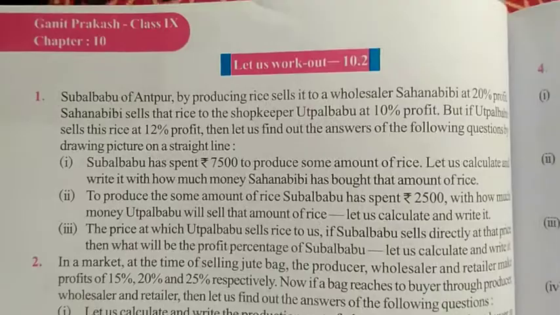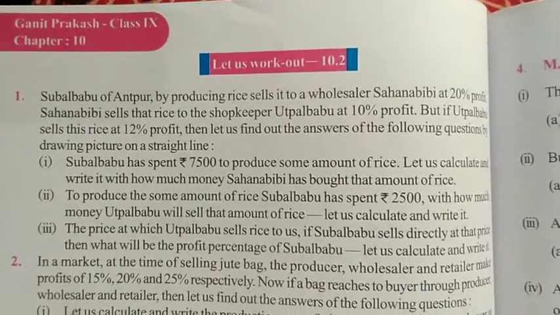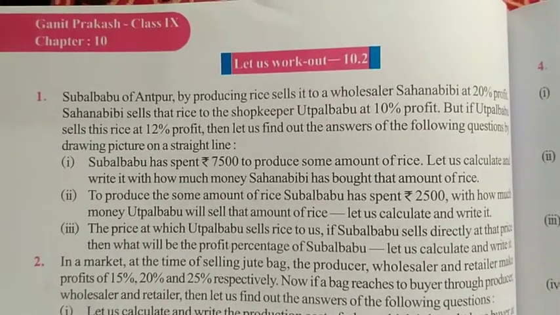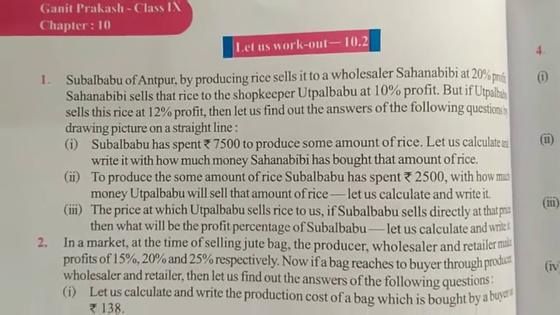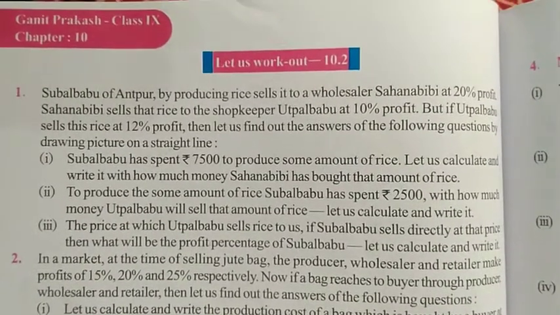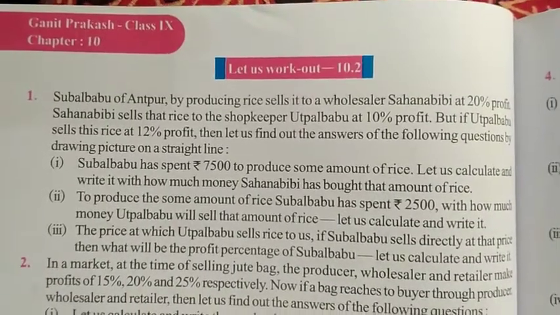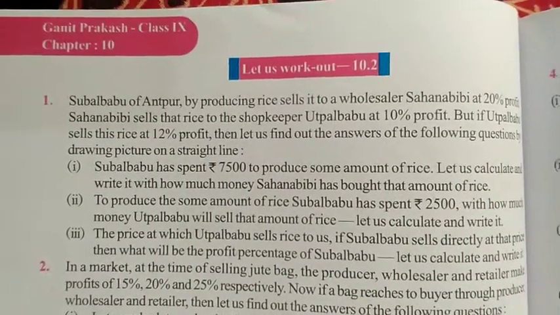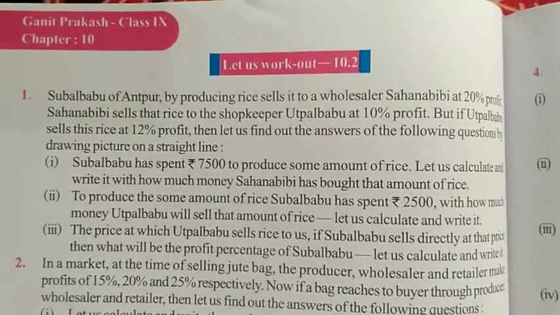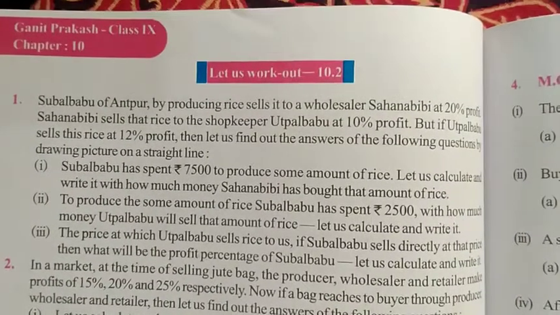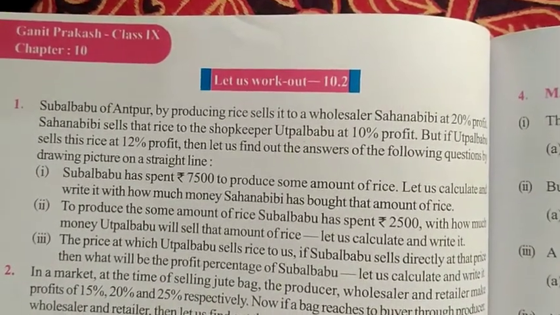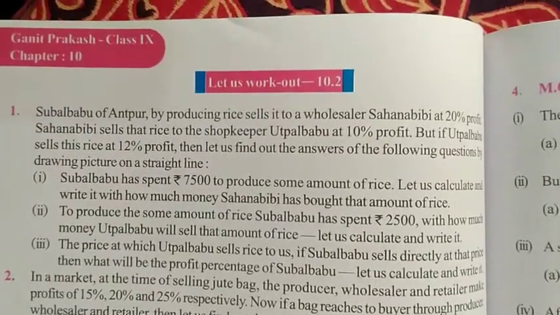This is exercise 10.2, a new exercise in the profit and loss chapter. Sum number 1. Subol Babu of Antapur, by producing rice, sells it to a wholesaler Shahana Bibi at 20% profit. Shahana Bibi sells that rice to the shopkeeper Utpal Babu at 10% profit. But if Utpal Babu sells the rice at 12% profit, then let us find out the answers of the following questions by drawing a picture on a straight line.